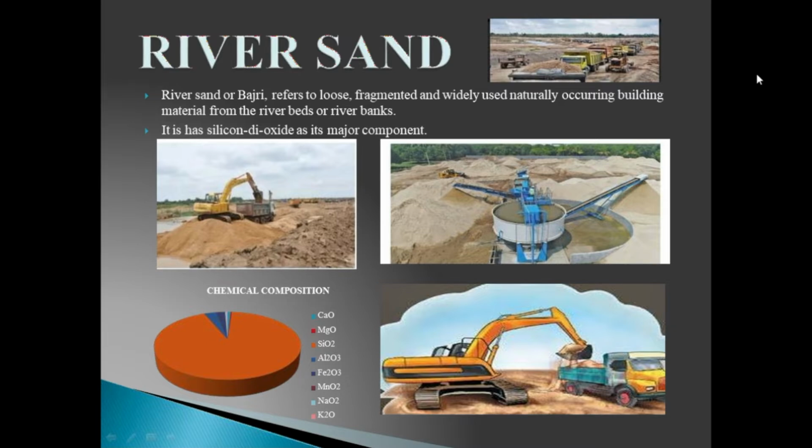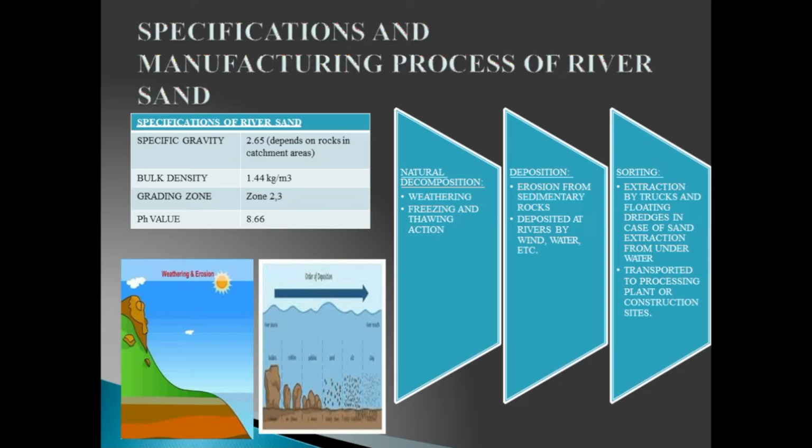River sand is the conventionally used material as fine aggregates. It's a building material extracted from naturally occurring riverbeds or the riverbanks. The chemical composition of river sand is shown in the pie chart. It mainly consists of silicon dioxide, which has the property of giving strength to the concrete. River sand is mostly recommended for brickworks, RCC, and plastering works.